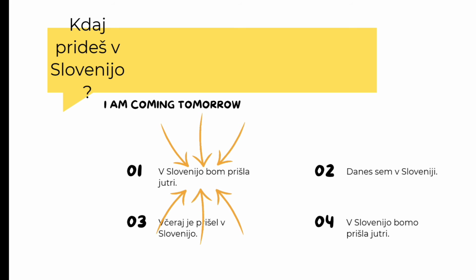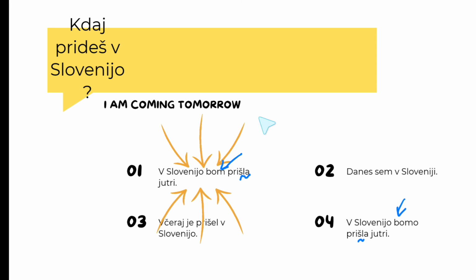Okay, the first answer is the correct one. "V Slovenijo bom prišla jutri." To Slovenia, I will, "bom", which is future to be. "Prišla", L ending, "jutri". To Slovenia, I will come tomorrow. And you probably saw 4 and you said, well, this also has the future tense to be and the L ending. So why is this wrong?